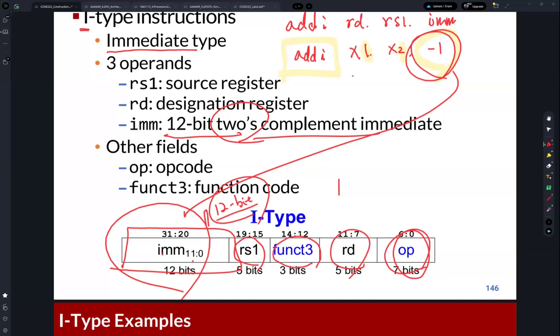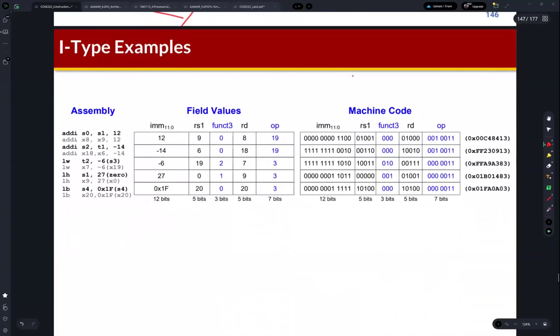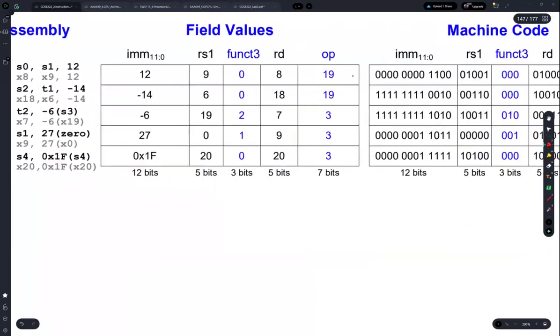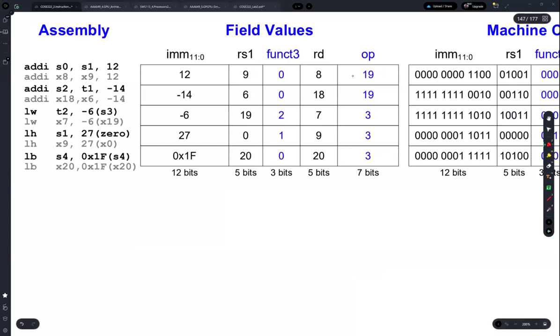Right? So this is the I-type instruction. Let's see the example. The example is addi S0, S2, and then 12. So this needs to be translated into the register number form: addi X8, X9, and 12. This is the destination register, so we fill 8 in the RD field, 9 in RS1, and then 12 is the immediate number.